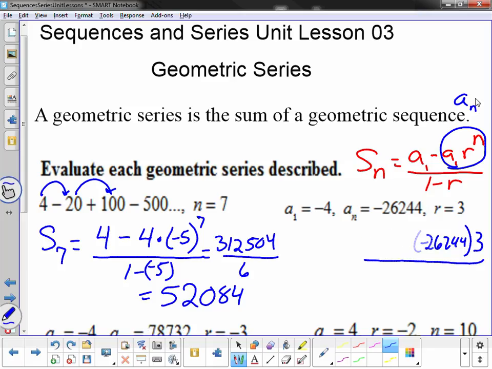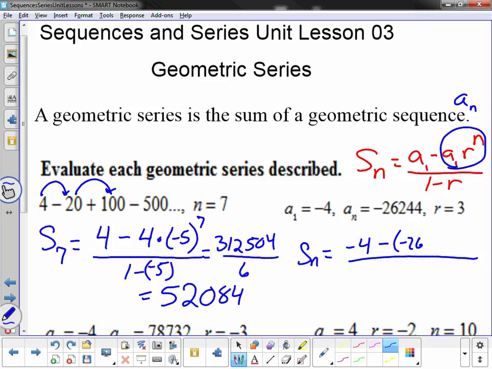I'm using the wrong marker. S sub n equals negative 4 minus negative 26,244 times 3 over 1 minus 3. So I want to get the top number first. When I get that top number, I get 78,728. Divide that by negative 2, and I get negative 39,364. So when I start talking geometrics, I could get negative values. Same happens with arithmetic. I could get negative values.